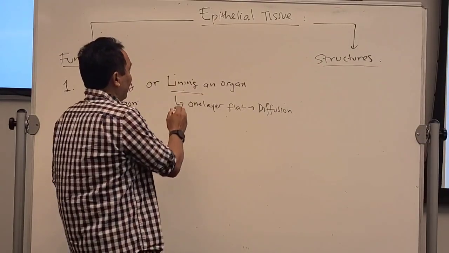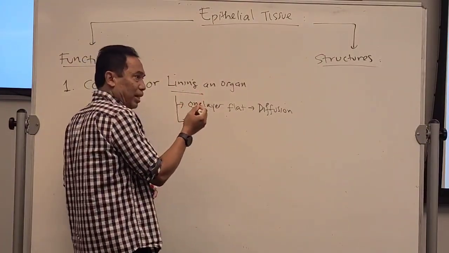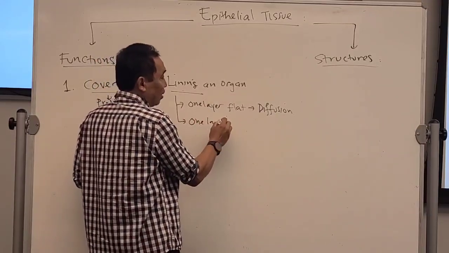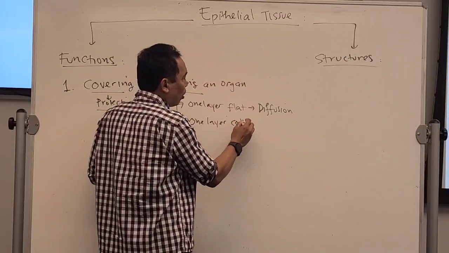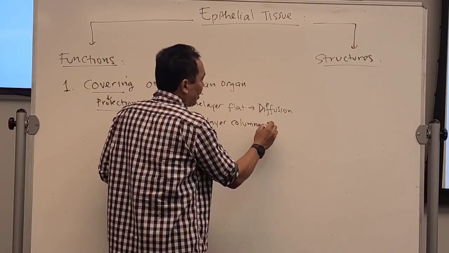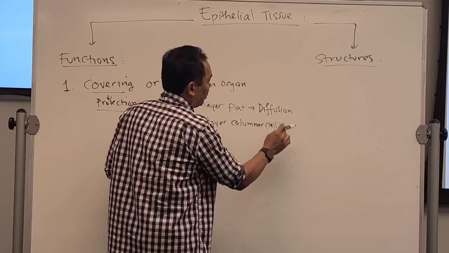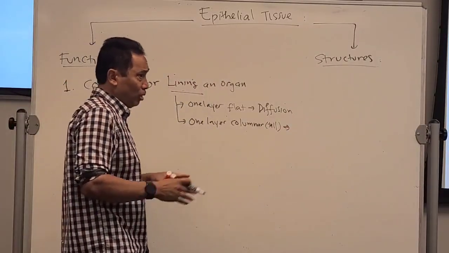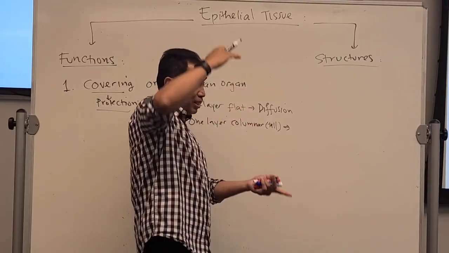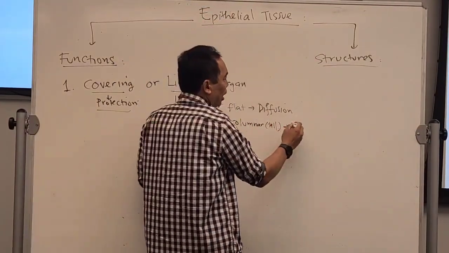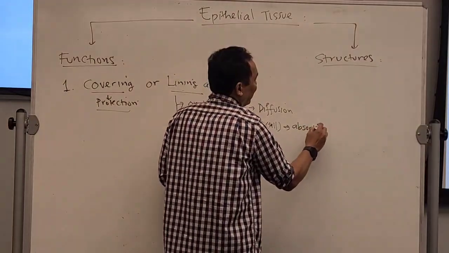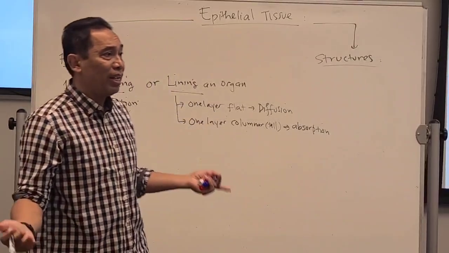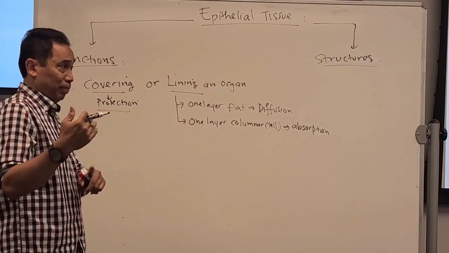Get it? If it is lining the GI tract, it's mostly one layer, but the cell is columnar. Columnar means tall, like a column. Mostly in the GI tract, it's only one layer, but the cell is tall. This is for absorption. So they have different functions based on where they are located and also how they look.